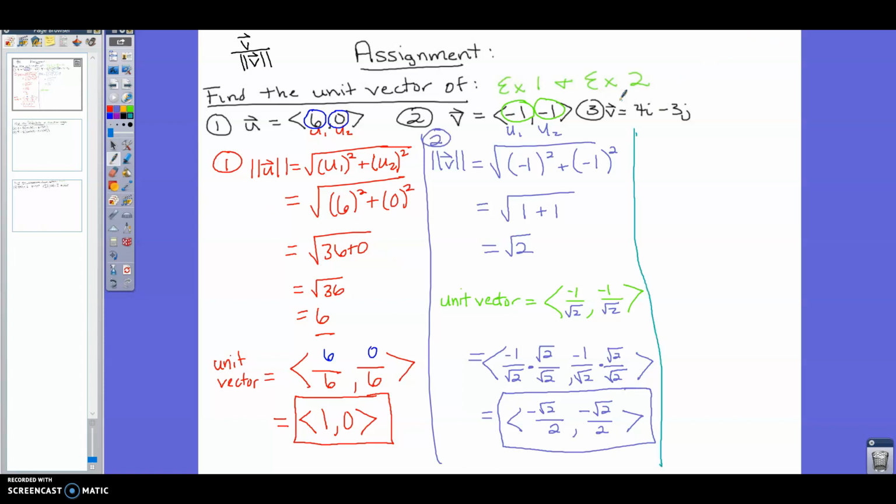Okay, so the only thing that's different about number 3 is the fact that it has the vector given in standard form. If you need to, you can convert it to component form by just looking at the coefficients. The coefficients are the numbers in front of i and j. So the coefficient of i is our x component, which is 4. And the coefficient of j, which is negative 3, is our y component. So this is v1, v2. Now essentially everything is just like the previous two problems. We need to find the magnitude first, and then we're going to take each component and divide it by its magnitude.